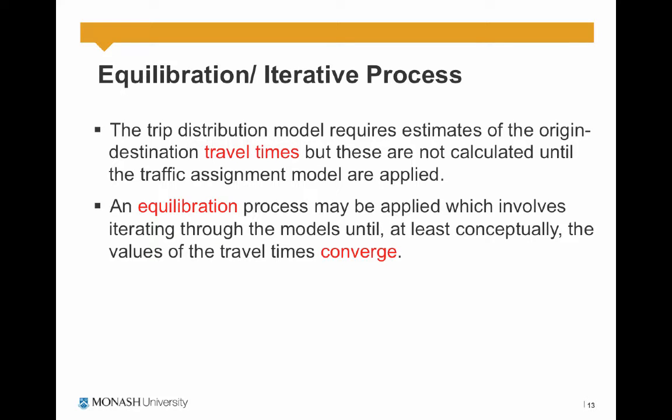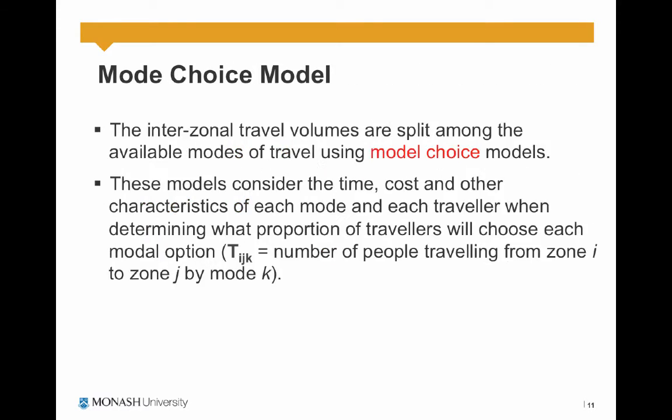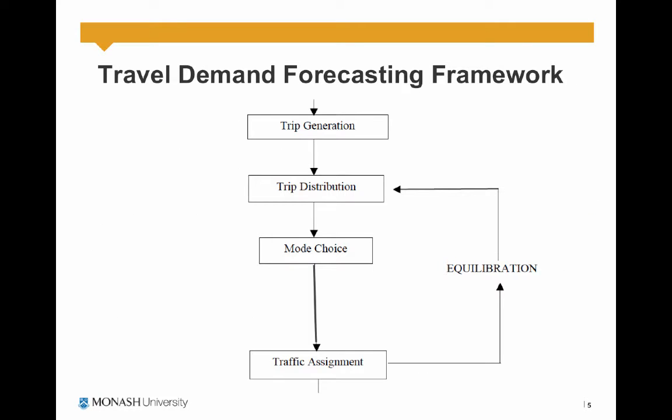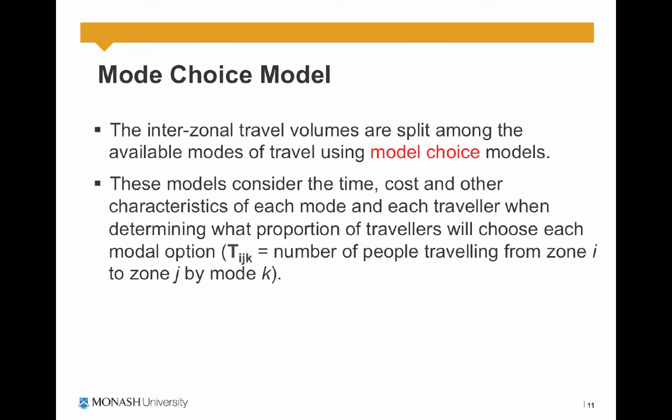Probably a very important step in 4-step modeling is this equilibration, or iterative process, that I showed in the framework earlier that connects the traffic assignment back to the trip distribution. If I show it again here to you, this equilibration or iterative process is very critical in getting consistent results out of a trip model.